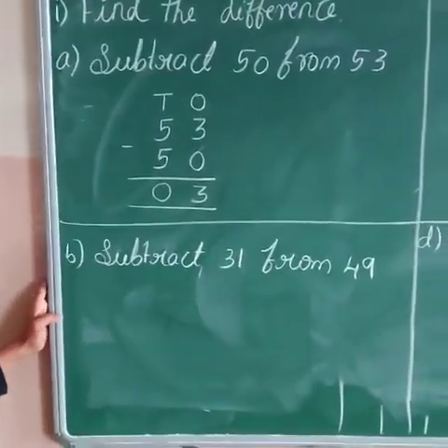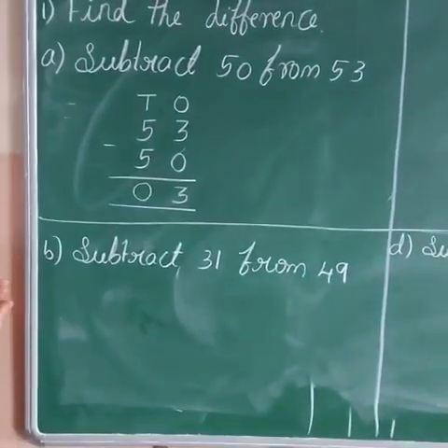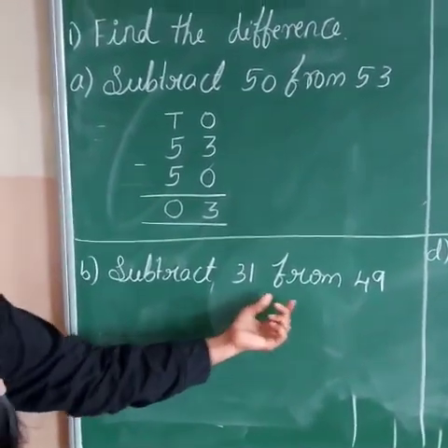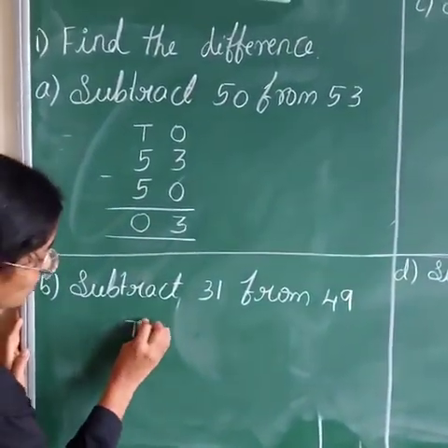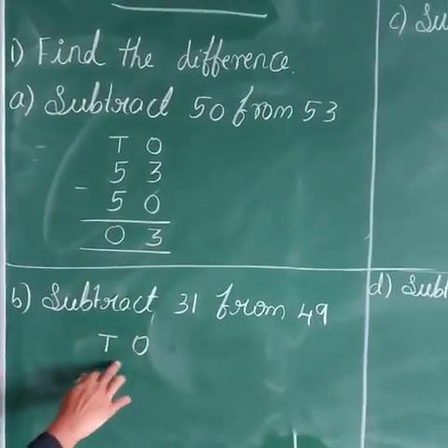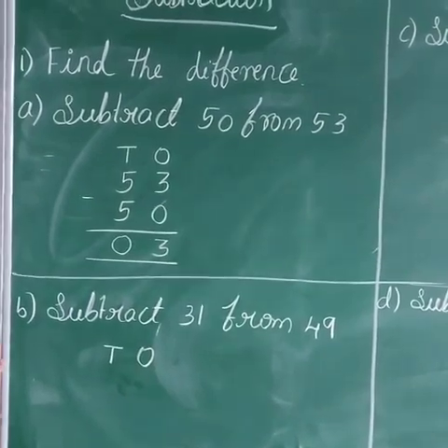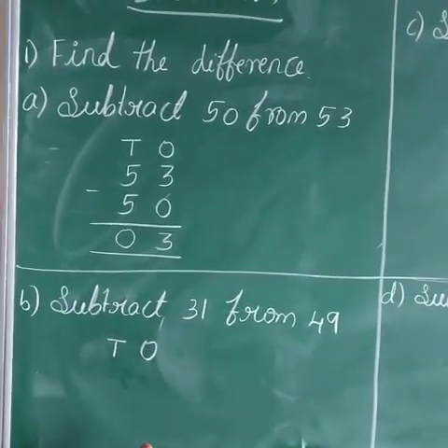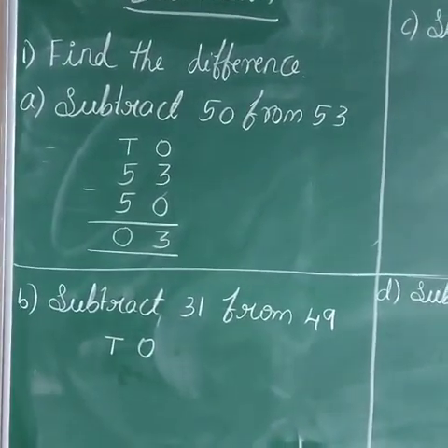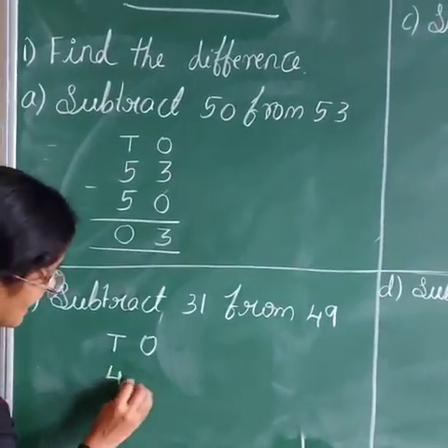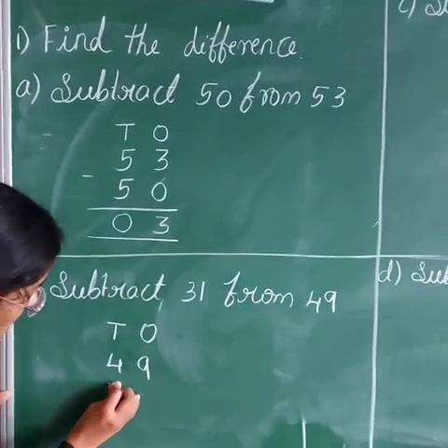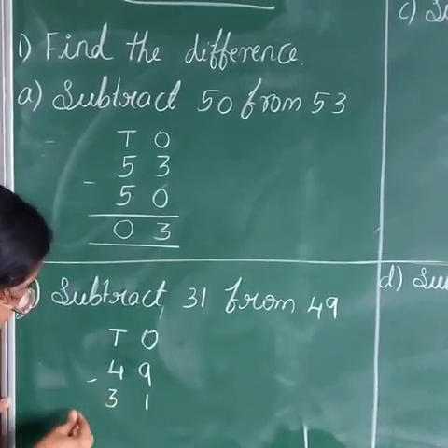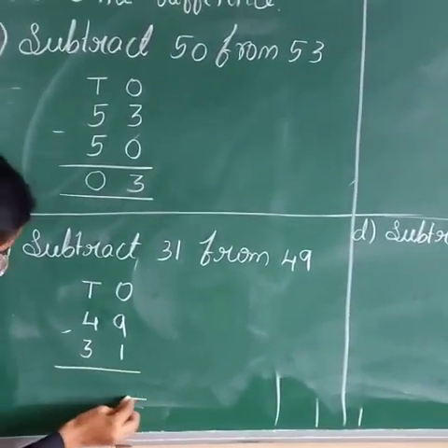Now we will see the next example: subtract 31 from 49. Arrange these numbers in the columns tens and ones. Which is the bigger number in this? Yes, 49 is the bigger number. So write 49 first. Then which is the smaller number? 31. So write 31 after 49.